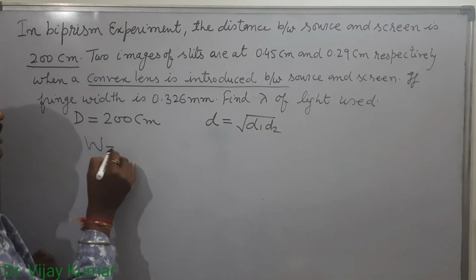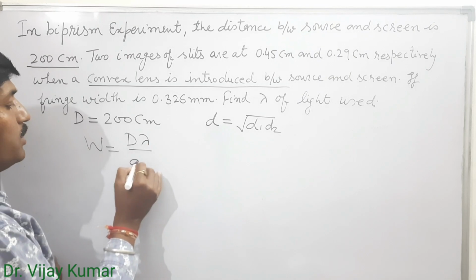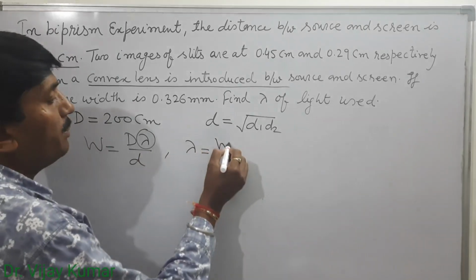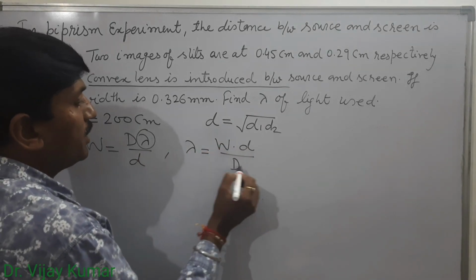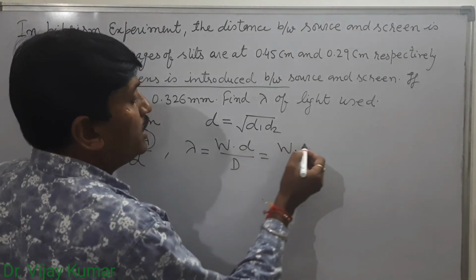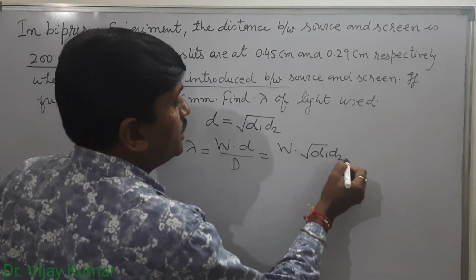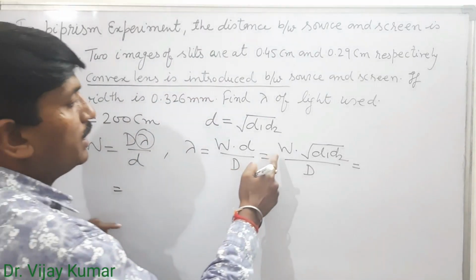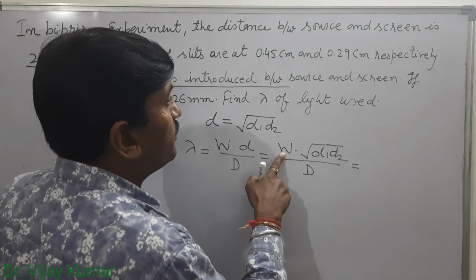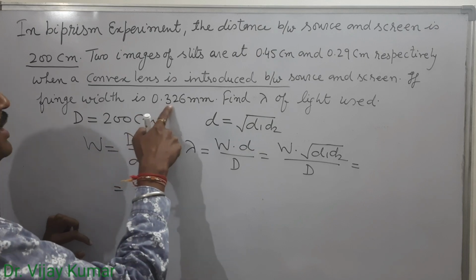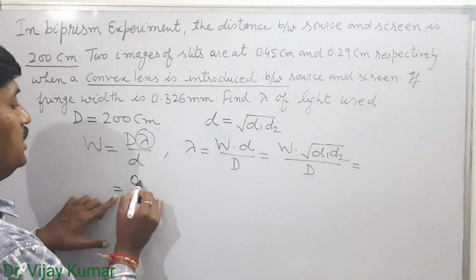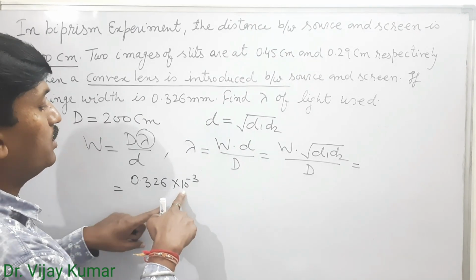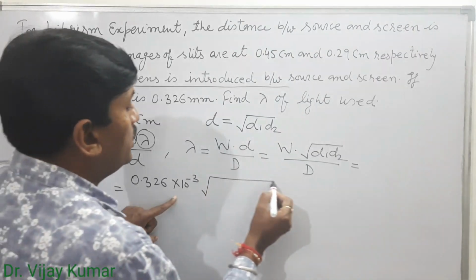We know that W is equal to capital D lambda upon small d, and we have to determine lambda in this numerical. So lambda is equal to W small d upon capital D, where small d is under root d1 d2. We should put the value of W, d1, d2 and capital D. W means fringe width, and the fringe width is 0.326 millimeter. We can convert it into meter by multiplying by 10 to the power minus 3.